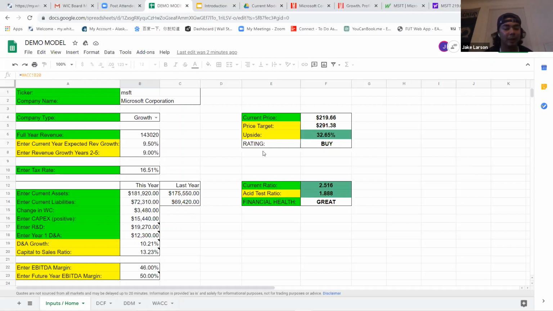As you can see by the green cells, both of these statistics are pretty strong, which warrants a financial health rating of great by my standards, at least. Some people might disagree, but I do believe that those metrics are pretty strong. And just to give them an idea of what the model looks like, if you want to click on the DCF tab.